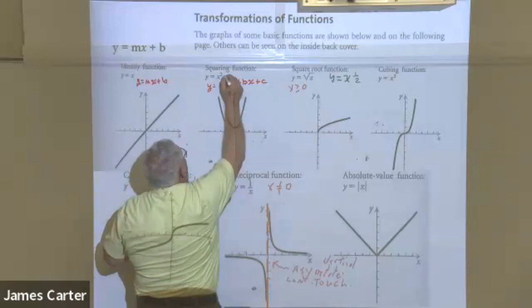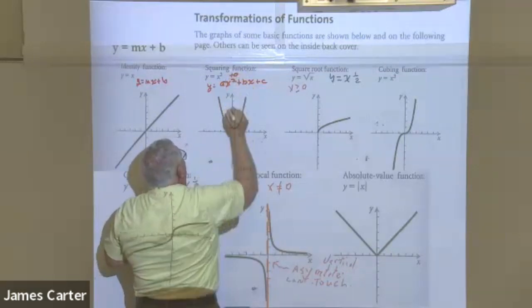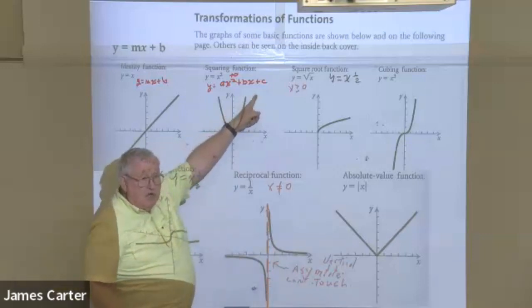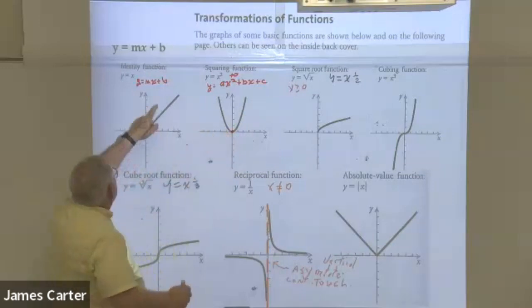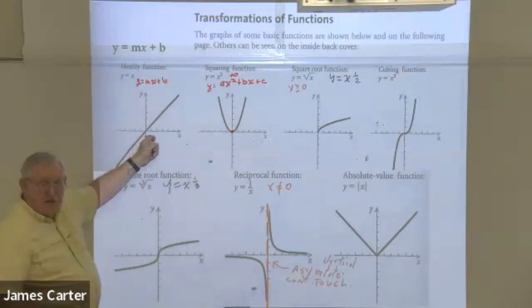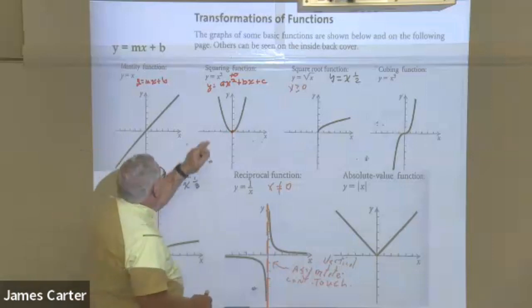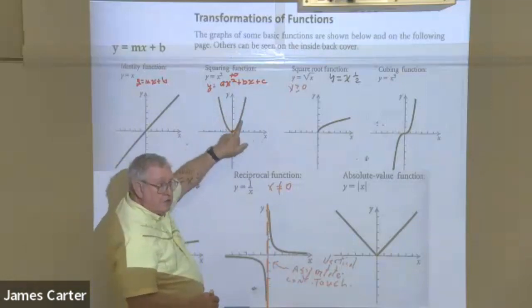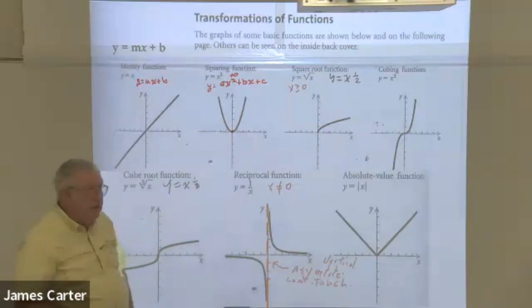The c out here is 0. The c in this equation is also the y-intercept, just like the b was over here, the number that didn't have any variables. Okay. And in this case, it goes up symmetrically. Okay, the two arms of a parabola are always symmetric to each other. Okay.